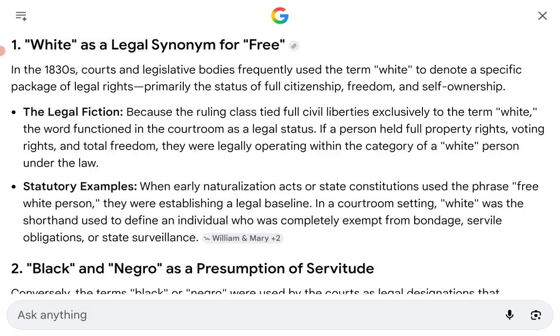Because the ruling class tied full civil liberties exclusively to the term white, the word functioned in the courtroom as a legal status, which it did. If a person held full property rights, voting rights, and total freedom, they were legally operating within the category of a white person under the law. It just meant a white status. They were free. Now I'm going to show you where they lied. I'm going to show you where they lied, calling it a legal fiction.